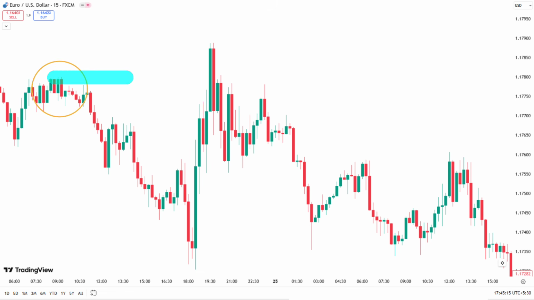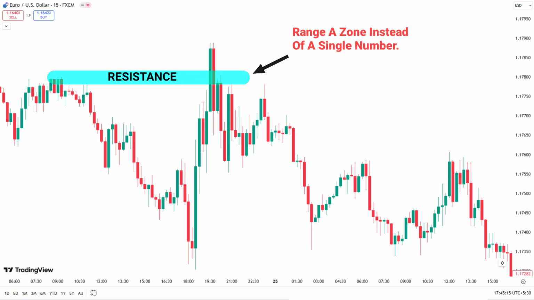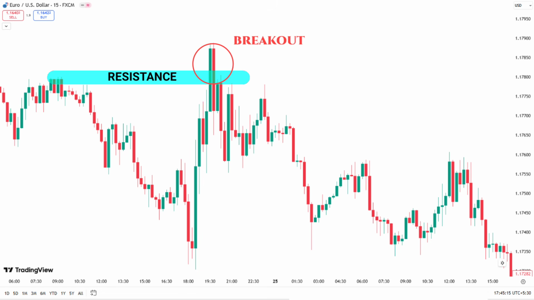First, find the area where the most candle bodies have closed. This is the core of your level. Then extend it to include the wicks above or below. That gives you a range, a zone, instead of a single number. When you do this, you'll notice that many so-called breakouts were actually just price testing the edge of the zone before reversing. Also, keep your chart clean.